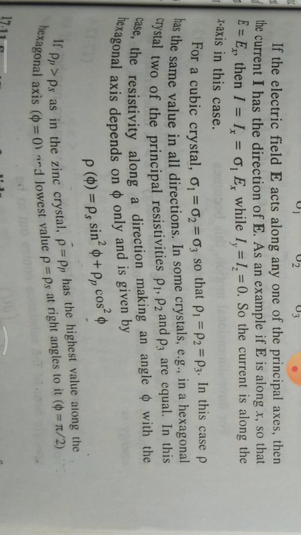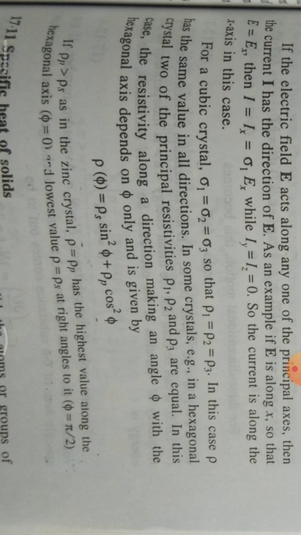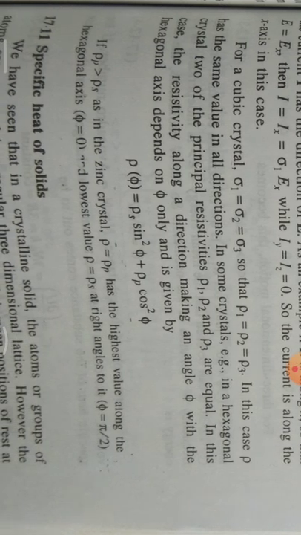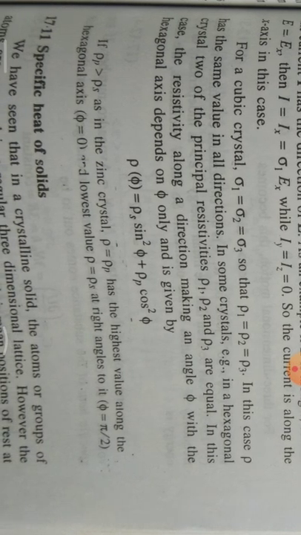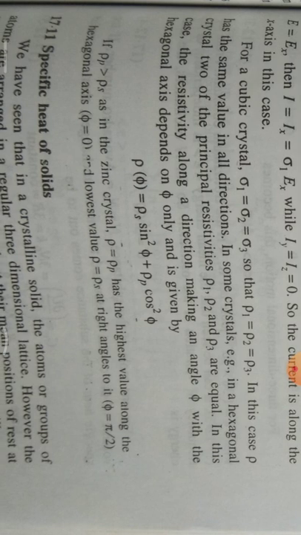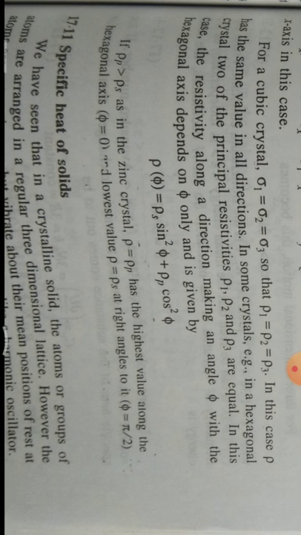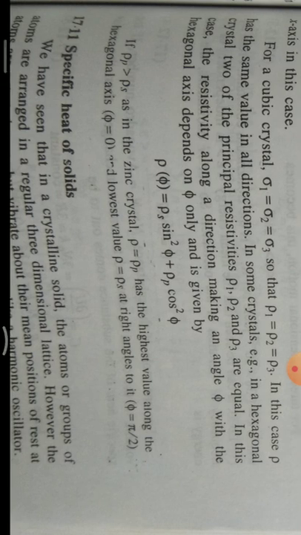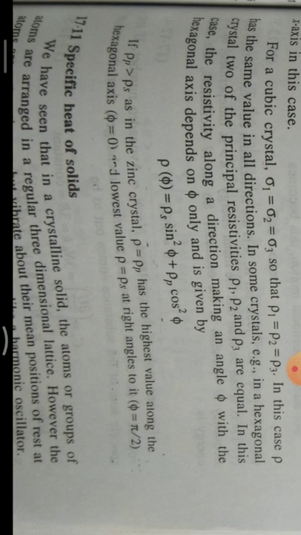For a cubic crystal, sigma 1 is equal to sigma 2 is equal to sigma 3, so that rho 1 is equal to rho 2 is equal to rho 3. In this case, rho has the same value in all directions. In some crystals, for example hexagonal crystals, 2 of the principal resistivities, rho 1, rho 2, rho 3, are equal.